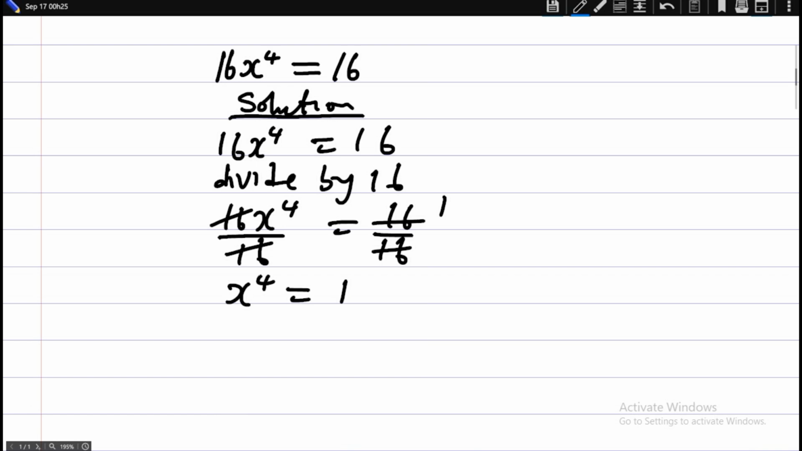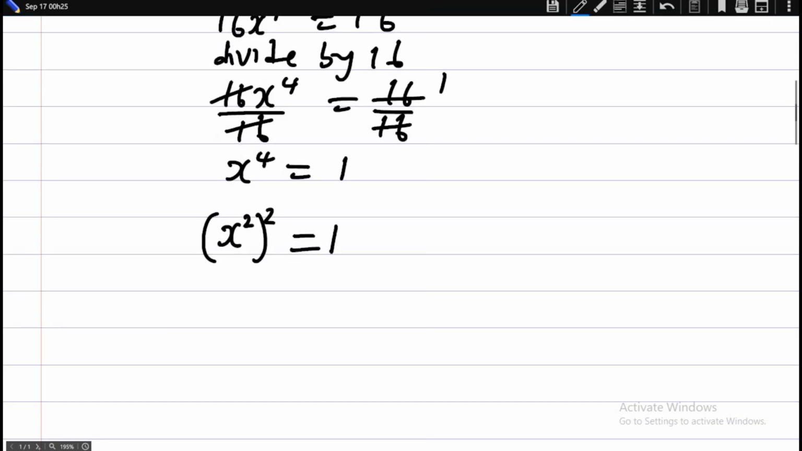Okay? Now, let us reduce this to quadratic. Let's reduce this raised to power 4 to quadratic by saying that x^4 is the same as saying (x^2)^2 is equal to 1. Now, let me bring this 1 to this side. I'm going to be having that (x^2)^2 minus 1 is equal to 0.